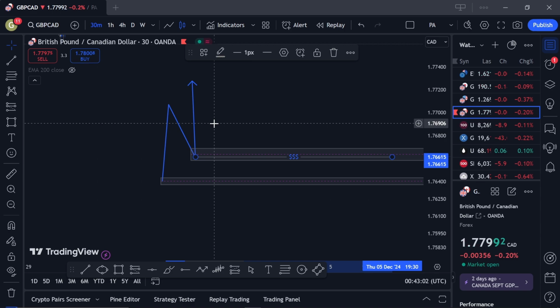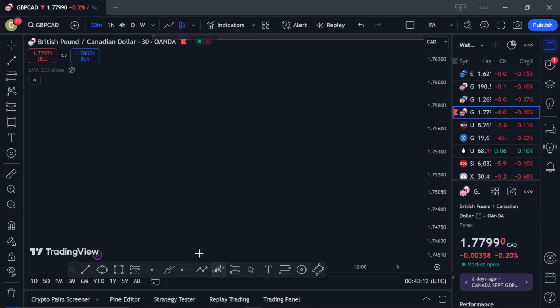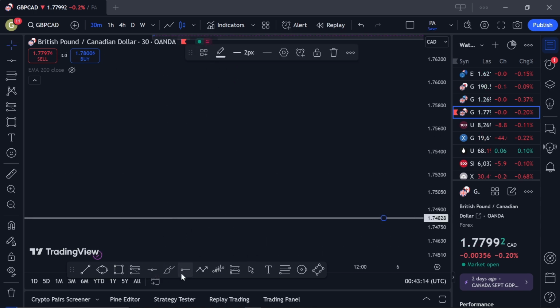This is not the only kind of liquidity level we have, even when you are trading supply and demand. Even support and resistance levels could be areas of liquidity. So for example, let me say a market is moving in this manner.